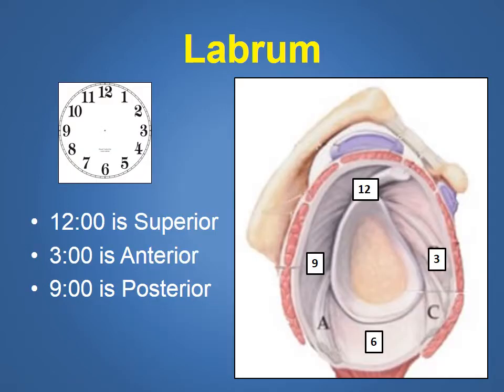The labrum is often described like a clock face. 12 o'clock is at the top or superior part of the labrum. 3 o'clock is at the front or anterior part of the labrum. 6 o'clock is at the bottom of the labrum. And 9 o'clock is at the back or posterior portion of the labrum.